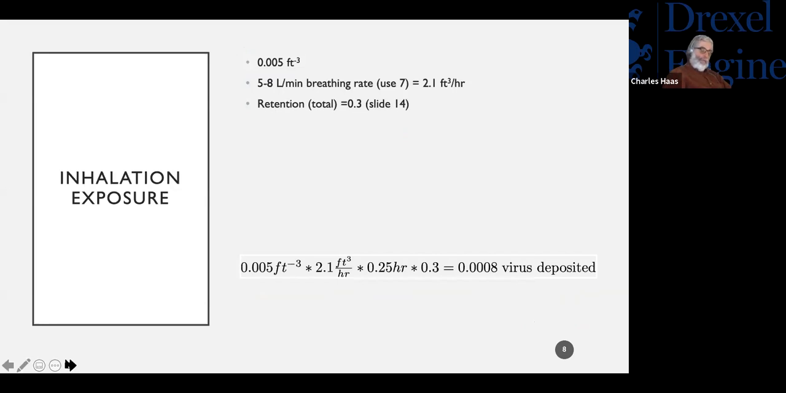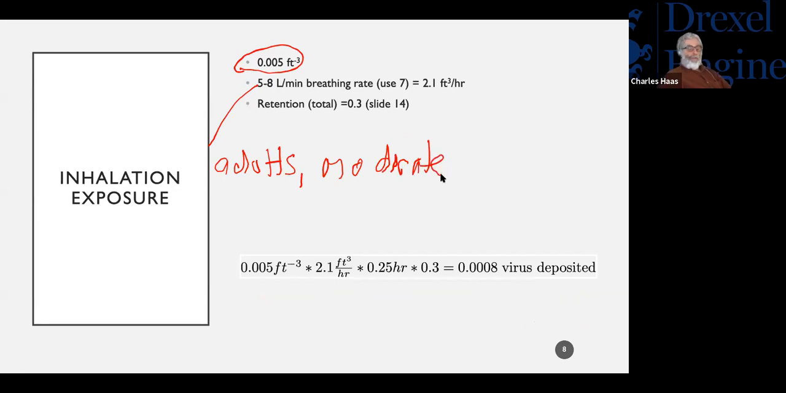For inhalation, our air concentration is 0.005 per cubic foot. We need to know the breathing rate. This is a typical number for adults. Moderate activity. It varies by activity. It varies somewhat by gender. An overall range, 5 to 8 liters per minute. We'll use 7, which translates into cubic feet per hour, 2.1 cubic feet per hour.